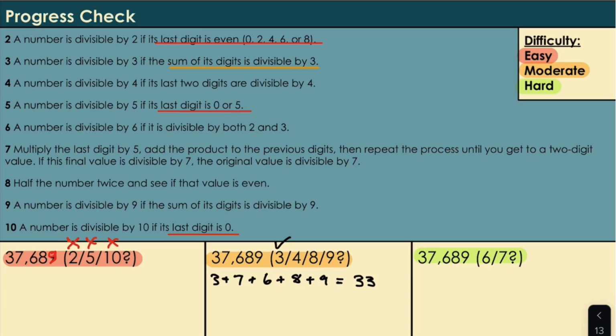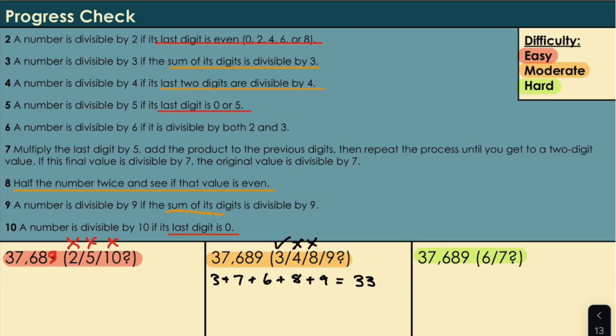How about 4? The last two digits are divisible by 4. Is 89 divisible by 4? Definitely not. It is an odd number, and no odd number can be divisible by 4. So 4 will not work. How about 8? Half the number twice and see if that value is even. No odd number will be divisible by 8, so I don't even have to worry about that. I already know that's not going to work.